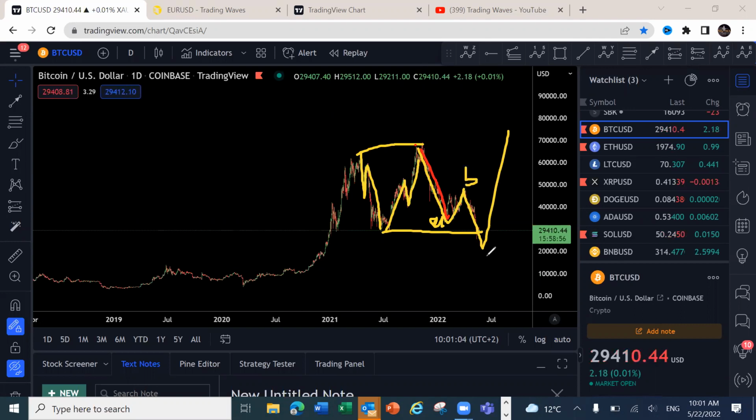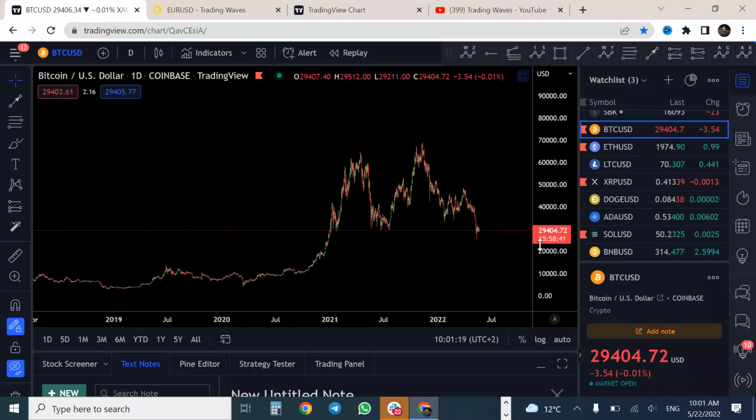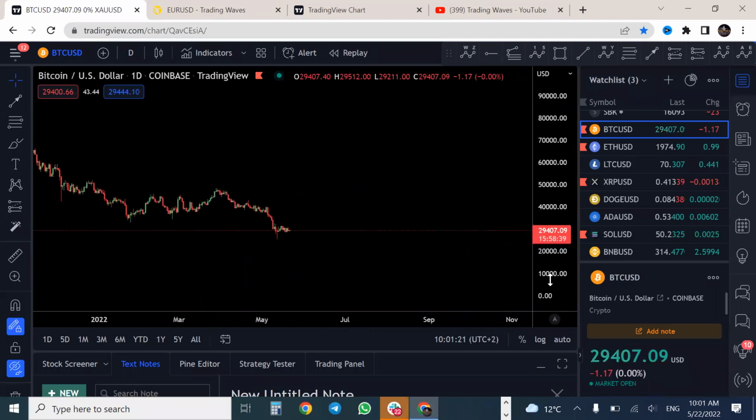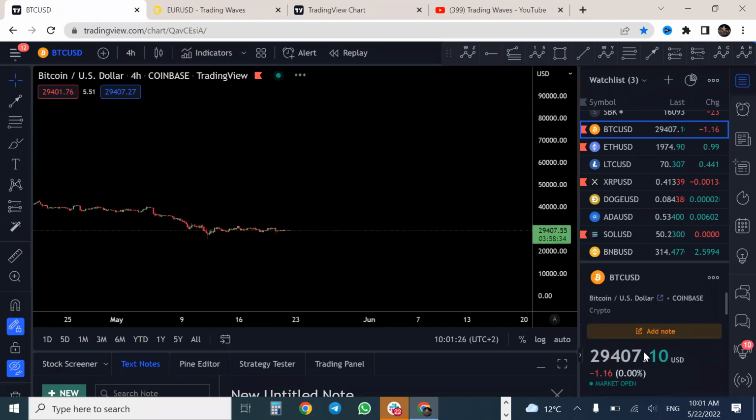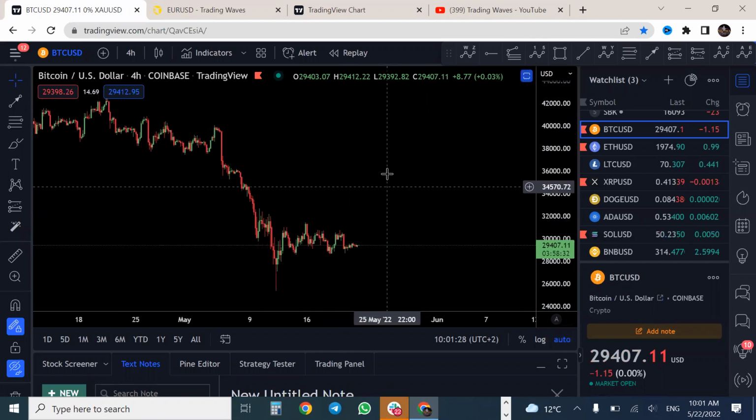So if this is our C here, we're anticipating that this will give us 1, 2, 3, 4, 5. So where are we now? We are on this 4 here, and anticipating that this will continue to the downside. Let me go to the 4-hour so you can see what I'm referring to and why we are not convinced that Bitcoin was ready to make a move to the downside.